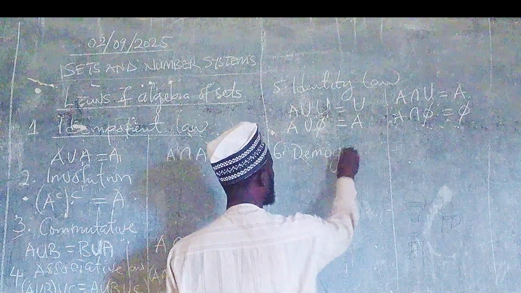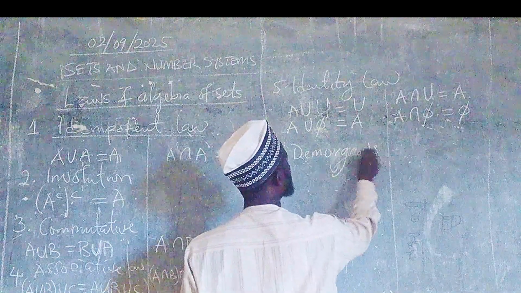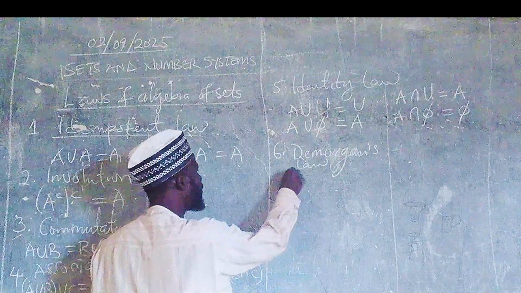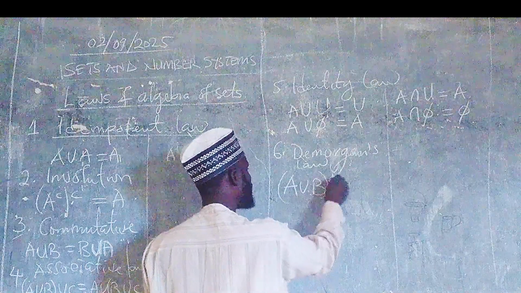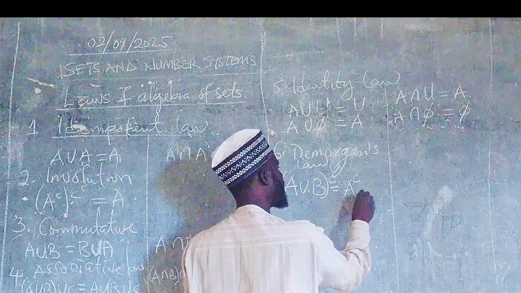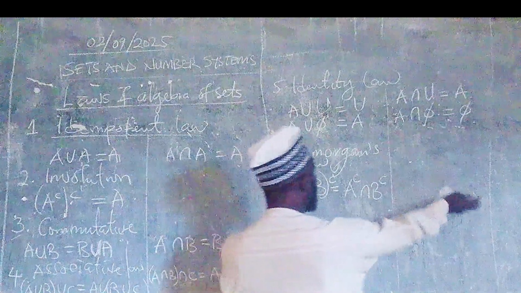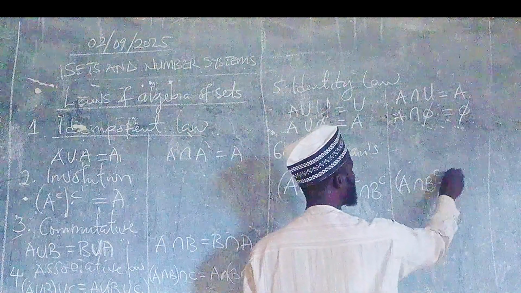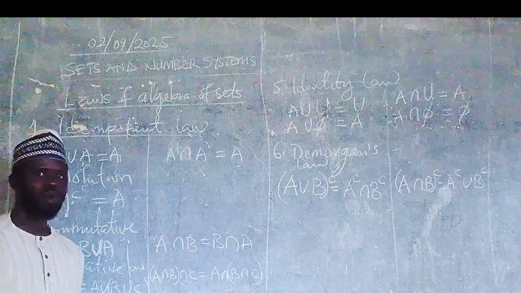Let's take De Morgan's law. De Morgan's law states that if you have the complement of A union B, this is equal to A complement intersection B complement. And the dual part is saying that if you have the complement of A intersection B, the answer is A complement union B complement. That is De Morgan's law.